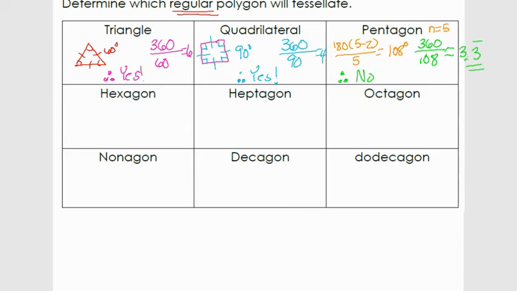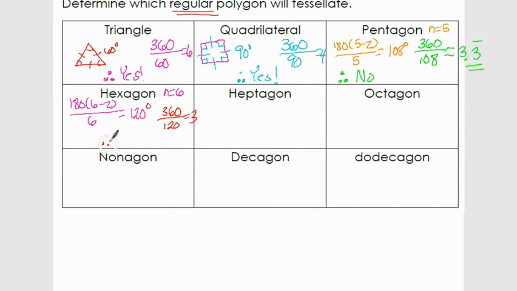Okay, what about a hexagon? What's the measure of a single angle of a regular hexagon? Well, let's do our little formula, 180. The hexagon has 6 sides, so times 6 minus 2, divided by n, so divided by 6. Each angle of a hexagon ends up being 120 degrees. Now, can those 120 degree angles of a hexagon fit together tightly to form a full 360? Let's check. Will 360 divide evenly by 120? You betcha it will. It divides in 3 times. Therefore, yes, it will tessellate.